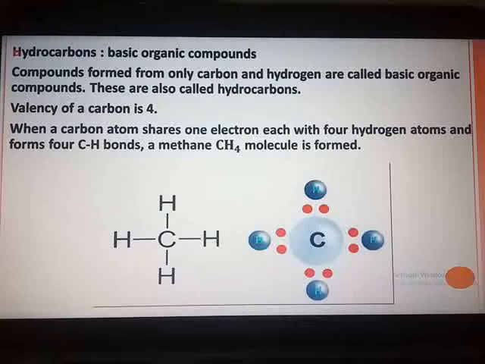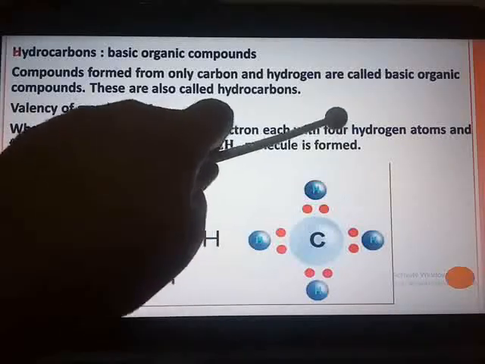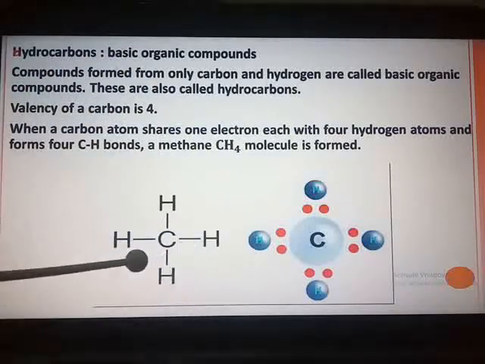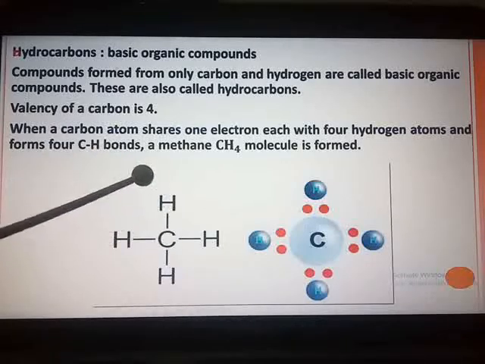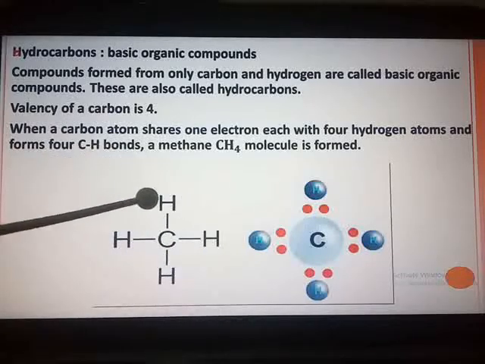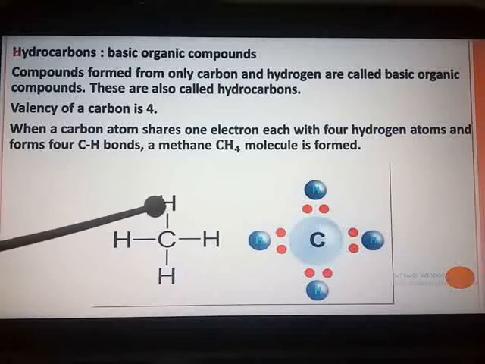Means what? A carbon atom can form 4 covalent bonds with other carbon atoms or atoms of different elements, and hence covalent bonds are formed in such a case. So when a carbon atom shares 1 electron each with 4 hydrogen atoms, 4 CH bonds are formed, and this is known as methane, having molecular formula CH4, which is the smallest hydrocarbon.